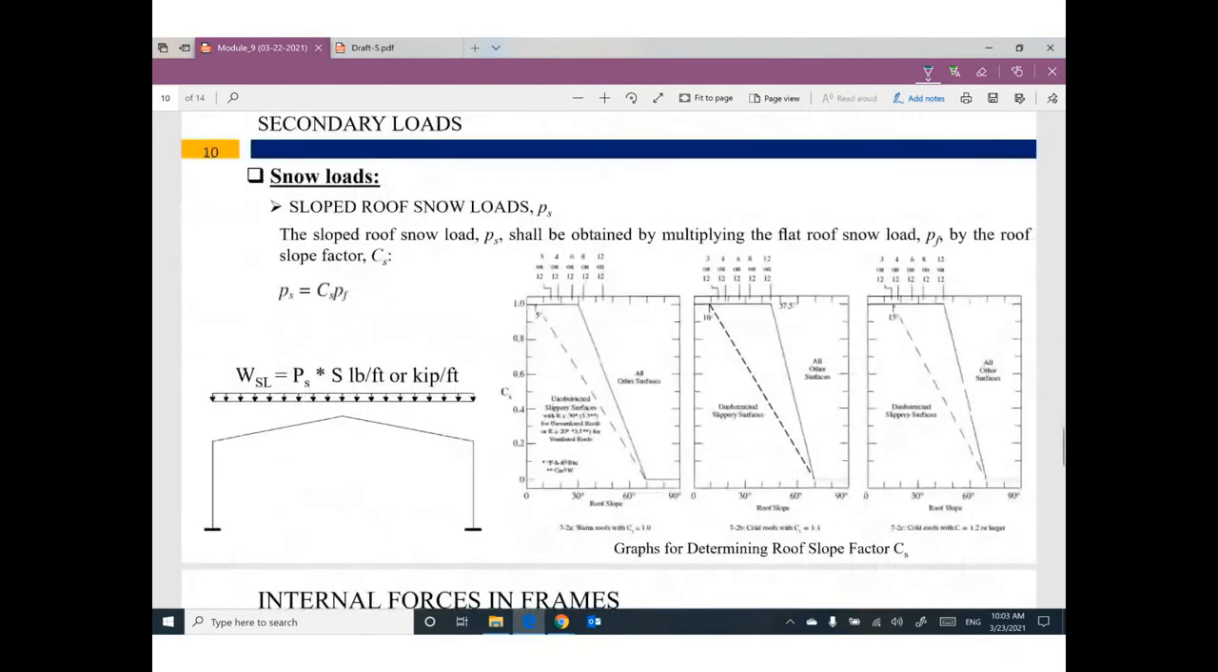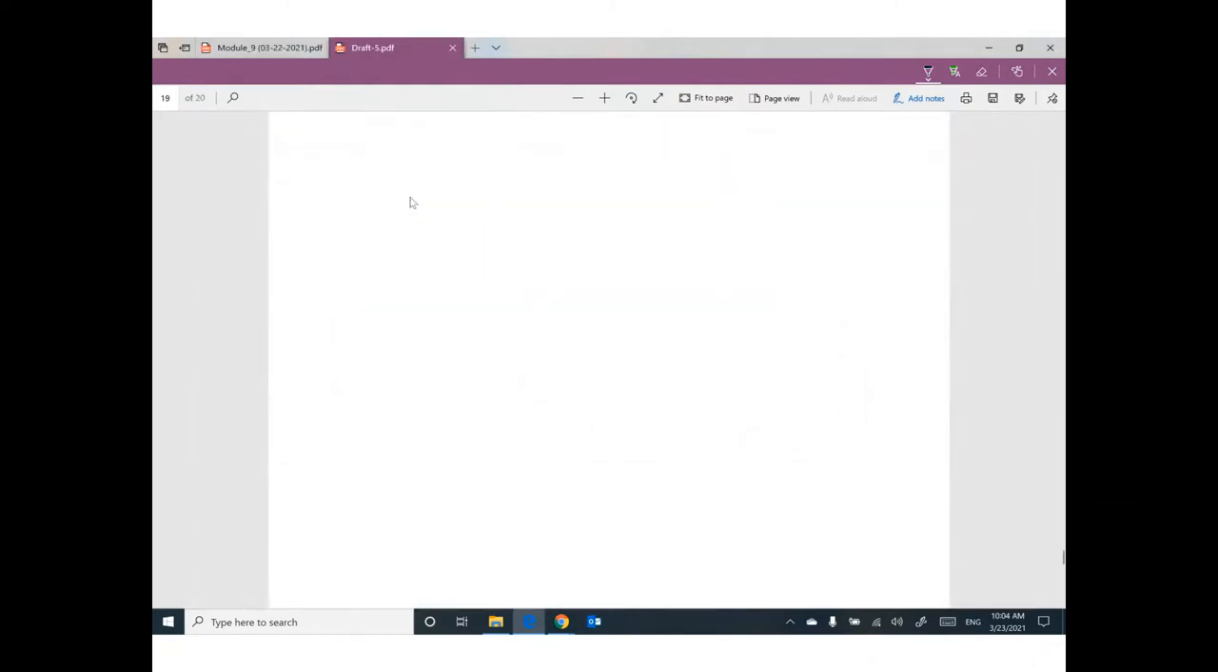But if your roof is a slope, we need to multiply the flat roof value by CS. CS, I can use this chart or this chart or this chart based on the value of CT. And based on the slope angle, I can go up to figure out the value of CS. Once you get the sloped snow load, please go ahead and multiply this value by S, spacing between the main system, then you can convert the snow load to uniform distributed load, horizontal projection.